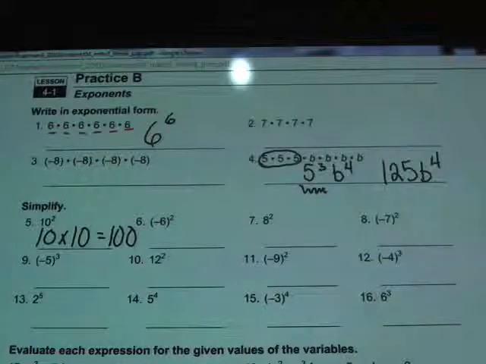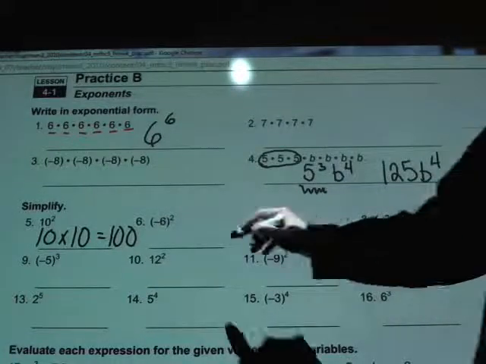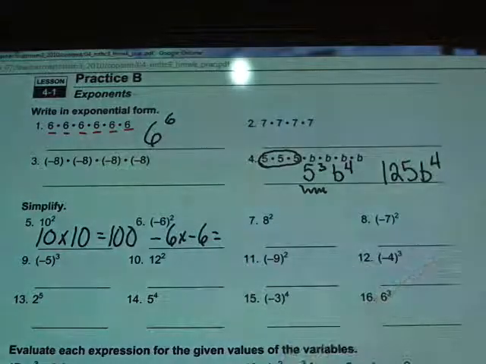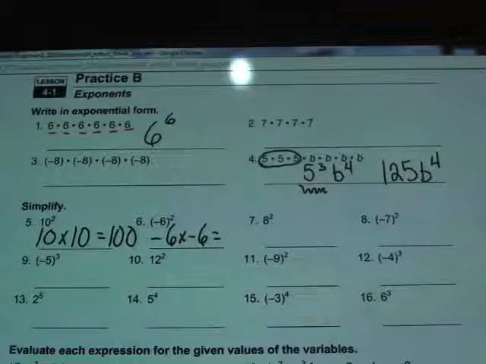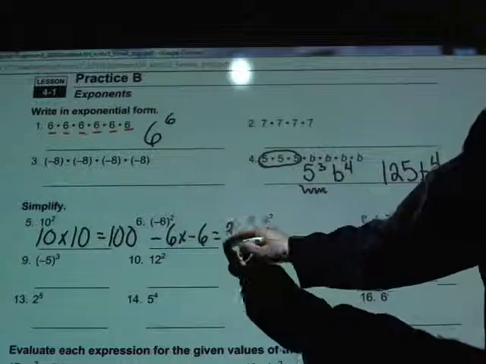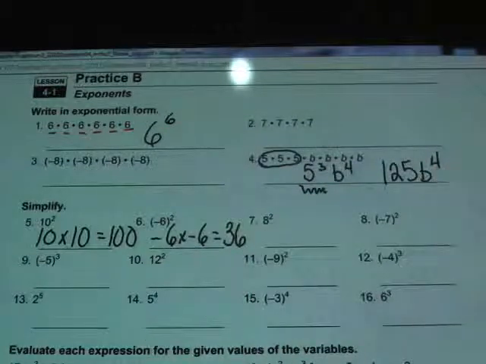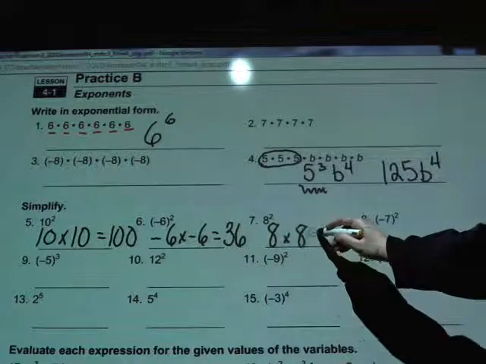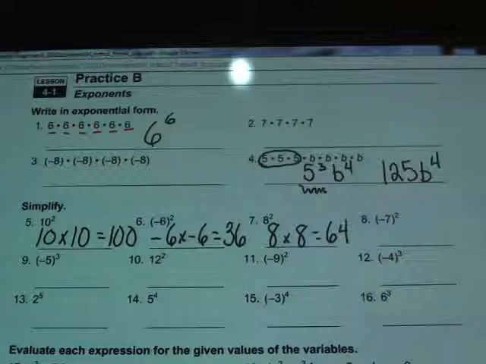Now, let's take a look at number 6, negative 6 squared. So that means I'm going to use negative 6 in a multiplication problem, and I'm going to use it 2 times. So that's negative 6 times negative 6. Well, remember, a negative times a negative goes together to make a positive, and 6 and 6 makes 36. So negative 6 squared makes positive 36. 8 squared. Well, that means 8 is going to be used in the multiplication problem 2 times, since the exponent is 2. So that's 8 times 8. 8 times 8 is 64.